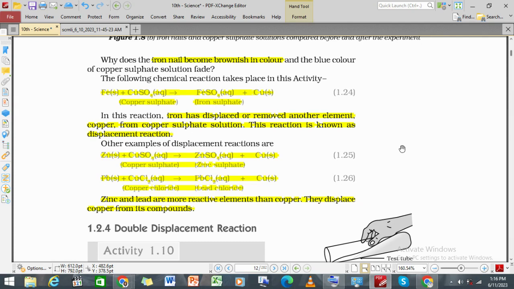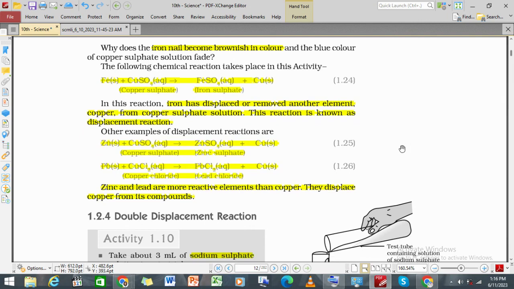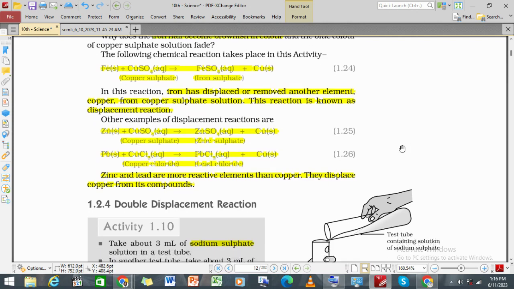Now, iron has displaced or removed another element, copper, from copper sulfate solution, and this reaction is known as displacement reaction. That is, the iron has displaced the copper, and this displacement of elements is known as the displacement reaction.